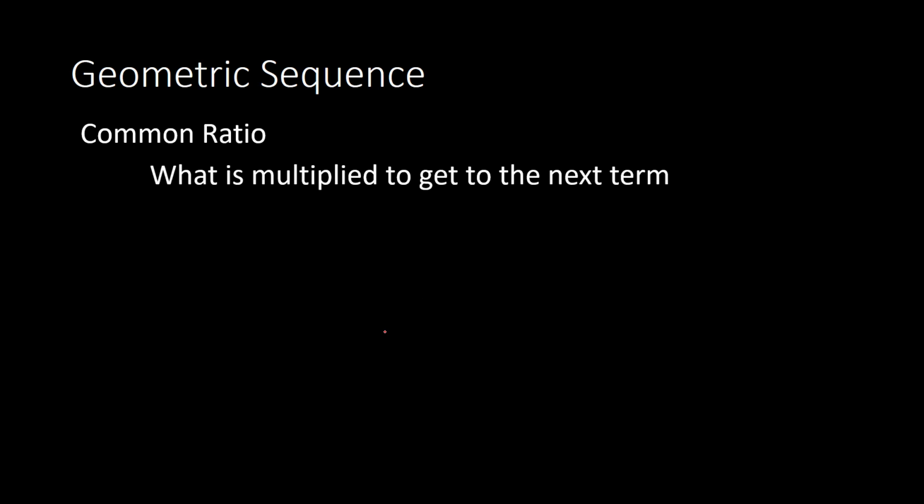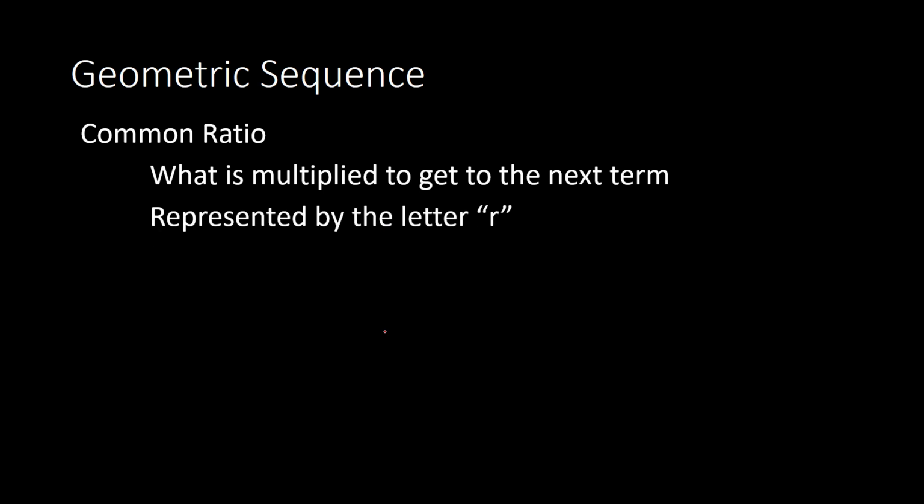Now let's discuss geometric sequences. For geometric sequences, we have what is called the common ratio, which is what is multiplied to get to the next term. So just like the common difference is to an arithmetic sequence, the common ratio is to the geometric sequence.